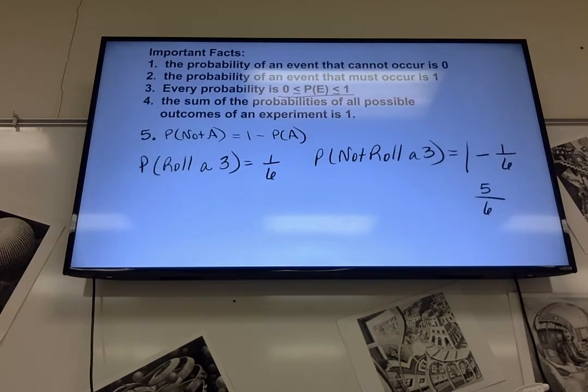Because if you roll a 3, you have 1 out of 6 chances. To not roll a 3, that would be a 1, a 2, a 4, a 5, or a 6. So that's 5 out of 6. But to shorten it down, instead of trying to figure that out, if you know this one, then the probability that this one doesn't happen is just 1 minus that.